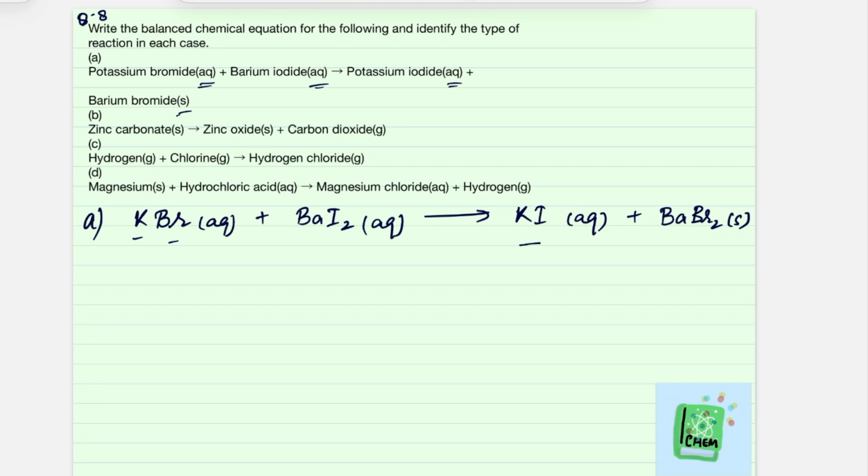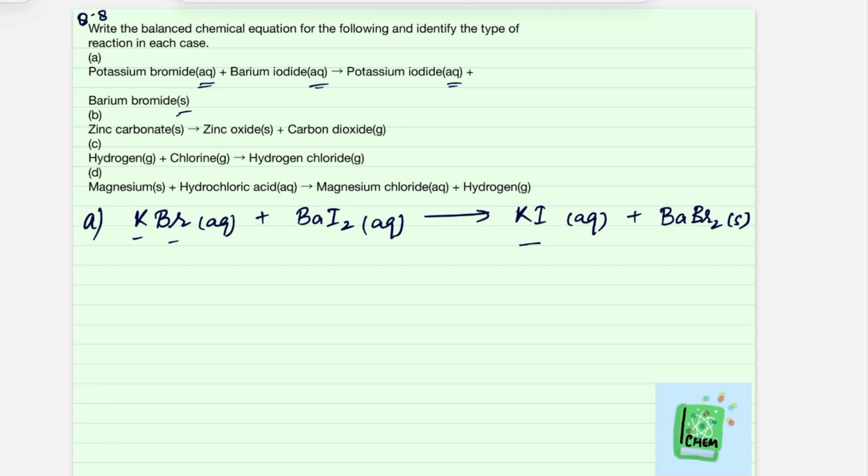So in this reaction, the cation of one of the reactants combines with the anion of the other reactant, and the anion of the one reactant combines with the cation of the other reactant. So this is a double displacement reaction. Potassium is displacing barium from its iodide, barium is displacing potassium from its bromide.